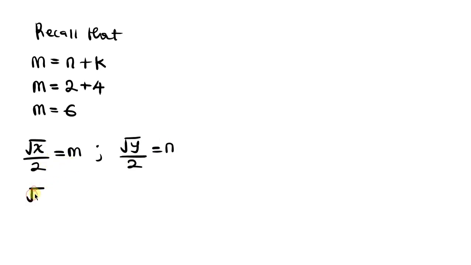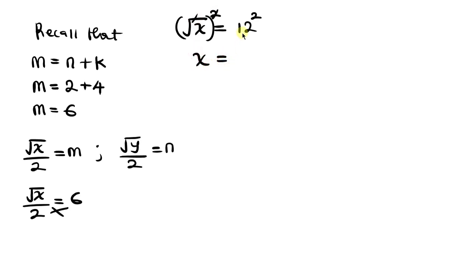So the square root of x over 2 is equal to m, and the value of m is 6. Now let's cross multiply. Now on cross multiplying, we're going to be having the square root of x to be equal to 2 times 6 is 12. Now to get x, we take the square of both sides. So I'll square the left hand side. I'll also square the right hand side. Now the square cancels off the square root, leaving behind x to be equal to 12 squared is 144.